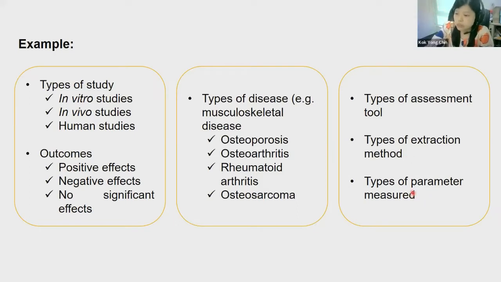And also, you can arrange your evidence based on the parameter measured. For example, if you are looking into certain bone parameters and the effects of a certain drug, let's say drug A, then you can separate them based on the bone parameter, for example microstructure, bone structure, bone mineral density, and everything. Okay, so these are some examples.